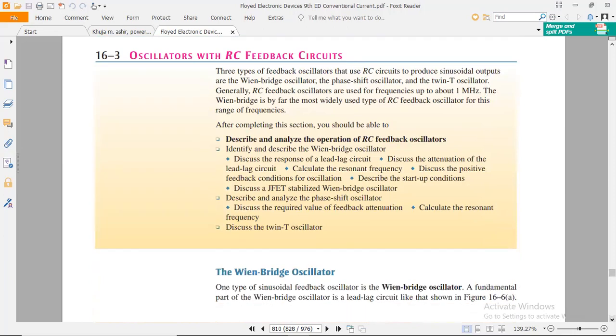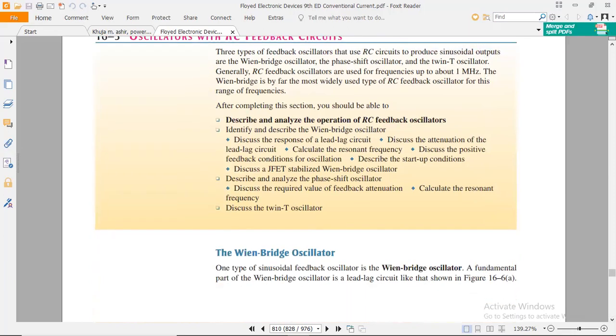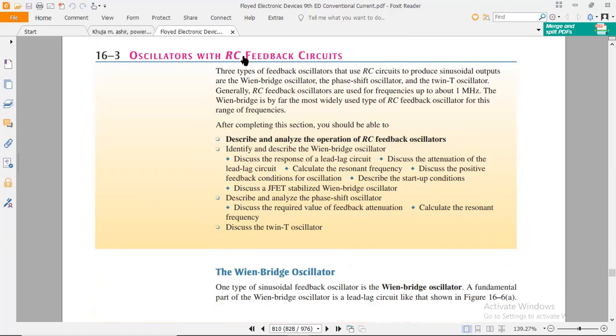Now moving towards another section of chapter 16, that is chapter 16-3, oscillators with RC feedback circuit. It's a self-explanatory topic. The feedback which is made by a resistor and capacitor circuit is what we call an RC feedback circuit, by which the oscillatory signal is formed. Three types of feedback oscillators that use RC circuits to produce sinusoidal outputs are the Wien bridge oscillator, another name for the RC oscillator, the phase shift oscillator, and the twin T oscillator.